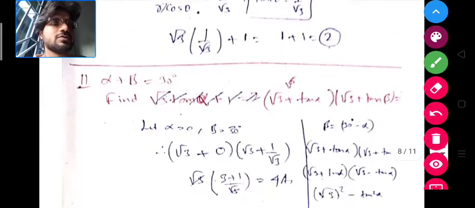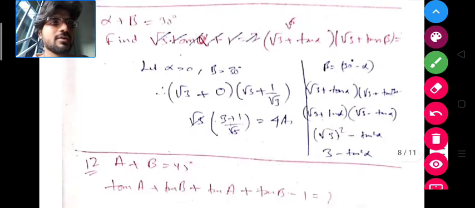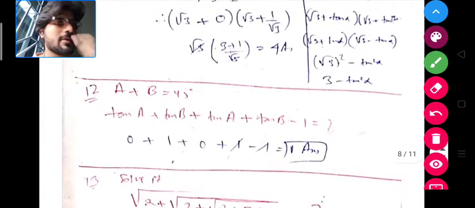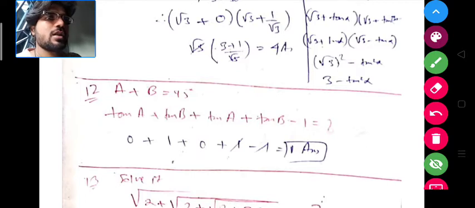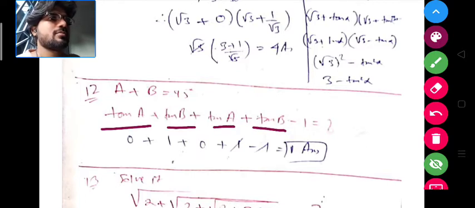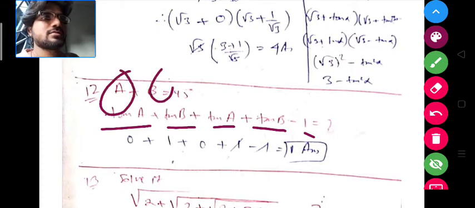We have done this question up till here. So this question was left. We know that a plus b is equal to 45 degree. You have to find the value of tan a plus tan b plus tan a tan b minus 1. This is a very easy question. If angle a plus angle b is 45 degree, then you can take any value of these angles.